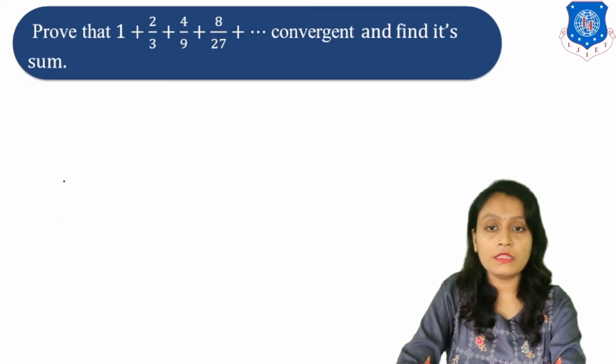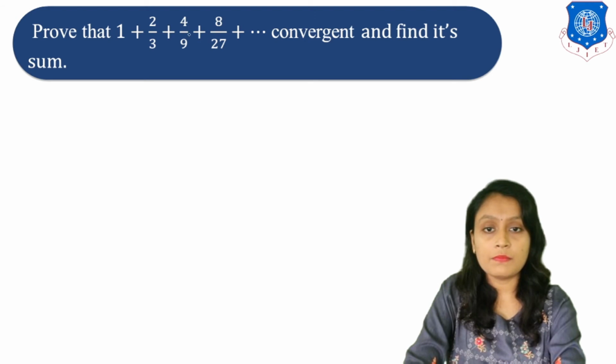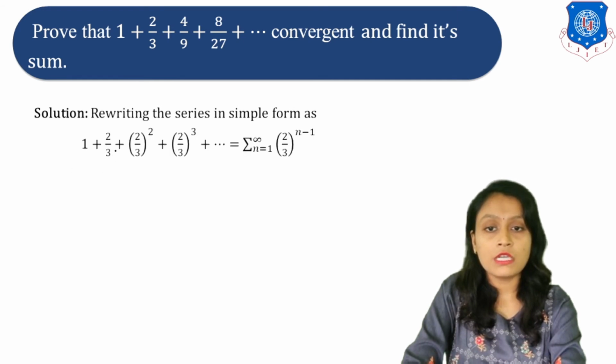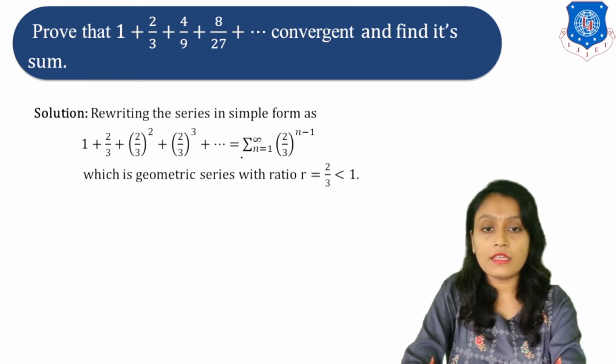So let's begin with the example. Prove that 1 plus 2 by 3 plus 4 by 9 plus 8 by 27 plus so on is convergent and find its sum. So the solution. Now we will write all the terms as 1 plus 2 by 3 plus (2 by 3) whole square plus (2 by 3) whole cube and so on. Okay, and we can write it in the form of summation n from 1 to infinity (2 by 3) whole raised to n minus 1.